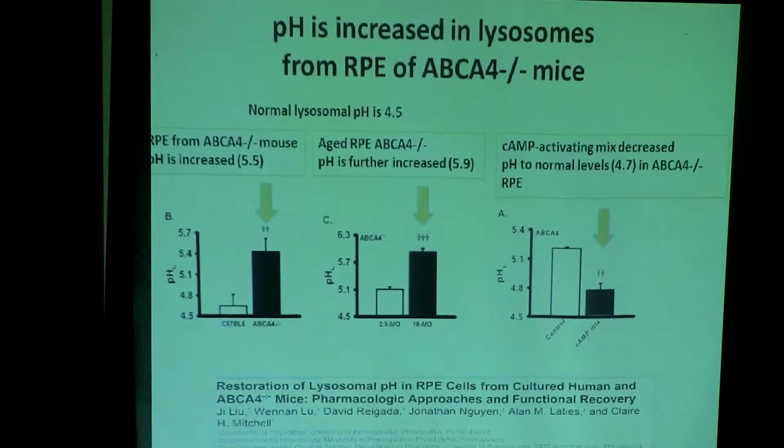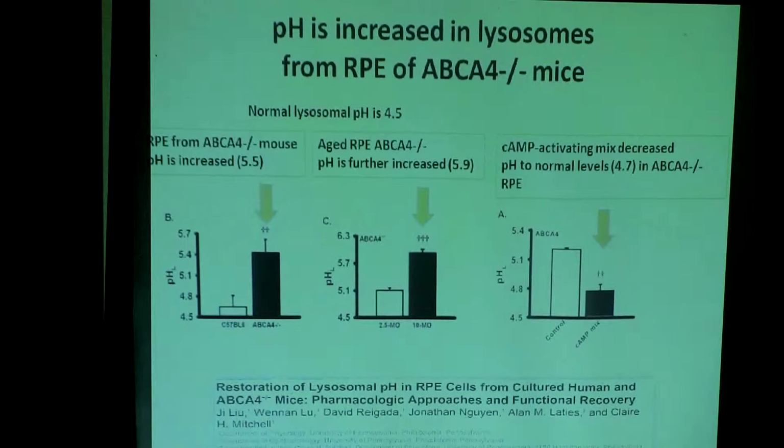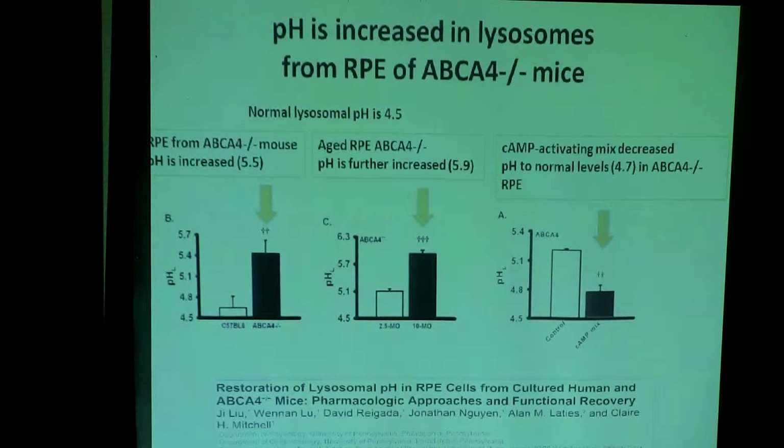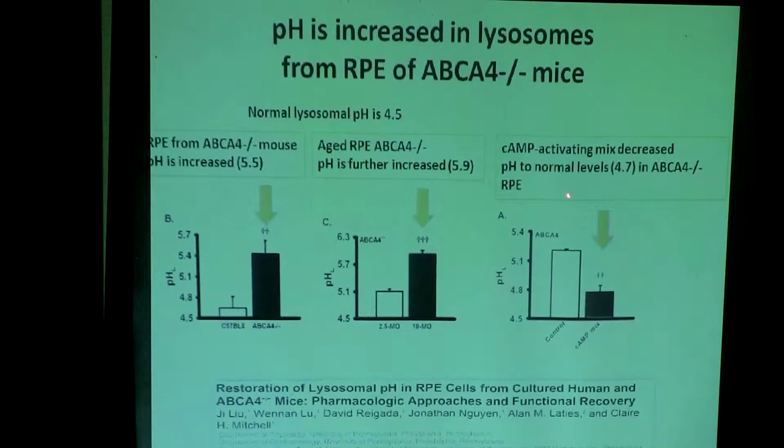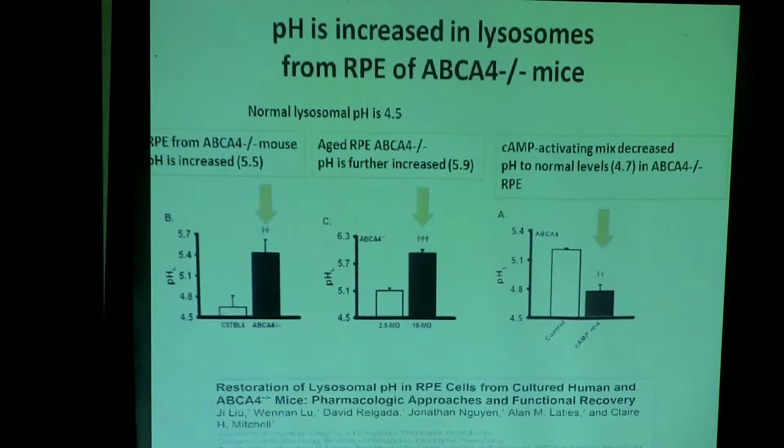By Clara Mitchell, several years ago, it was shown that pH is increased in lysosomes from RPE of ABCA4 knockout mice. This is the protein which is causal for Stargardt macular dystrophy, so it's a knockout animal model for Stargardt disease. And if you look at pH, you see a significant increase, and with aging, the increase only gets bigger. And then she was able, with a CMP activating mix, to normalize pH to a normal level.